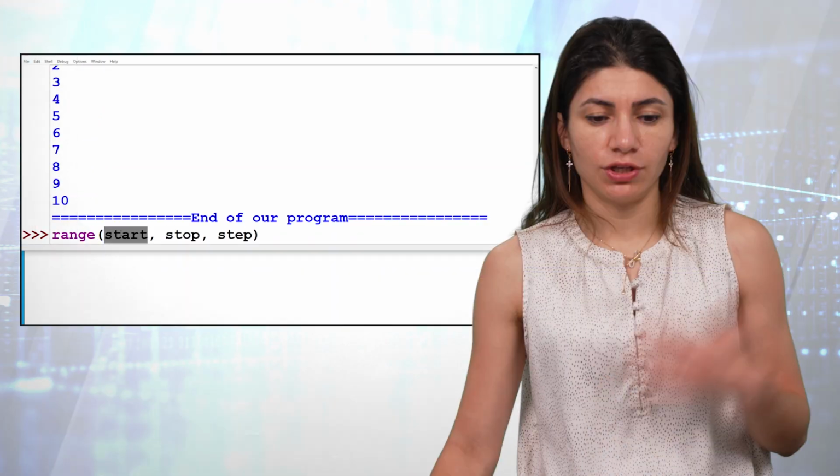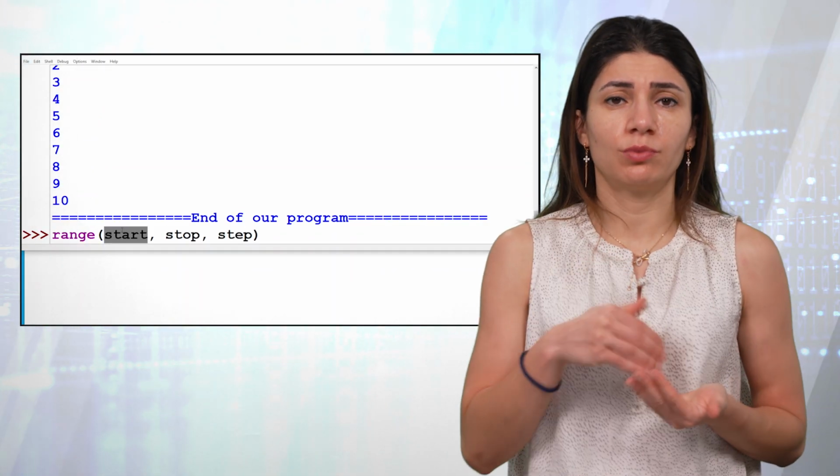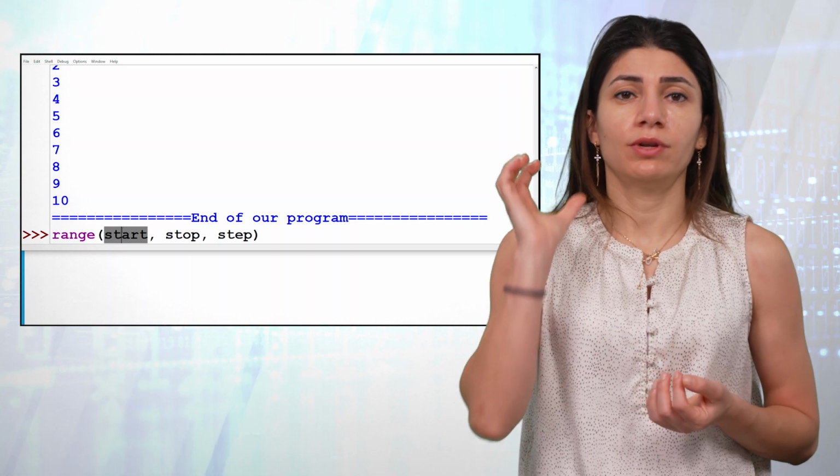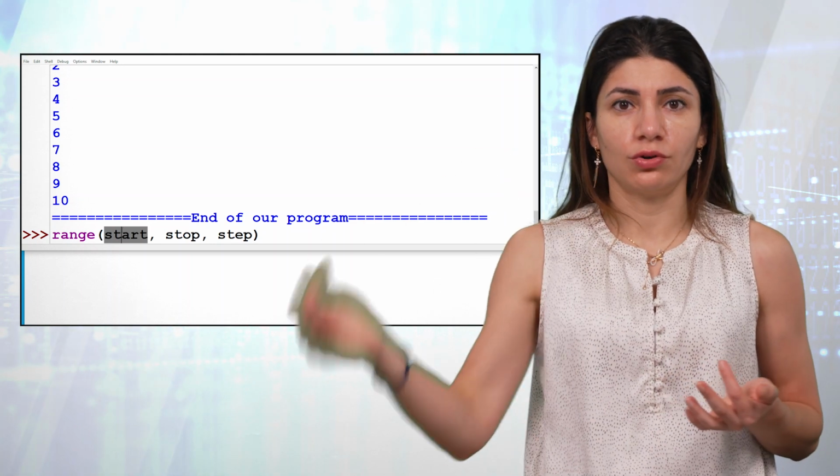So you're telling the range function what value you want to start with, when you want to stop, and then what your steps are.